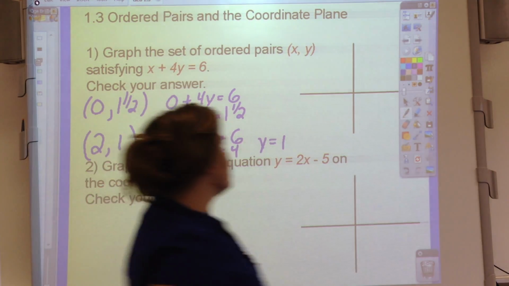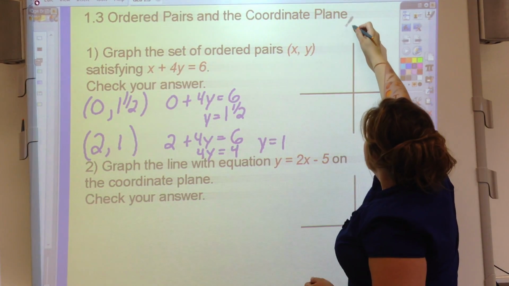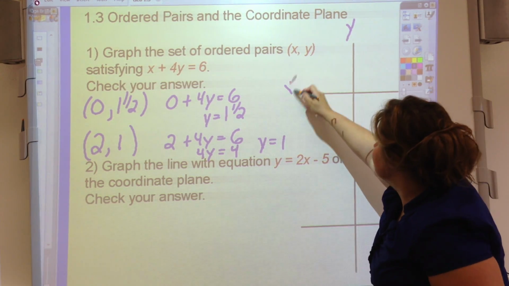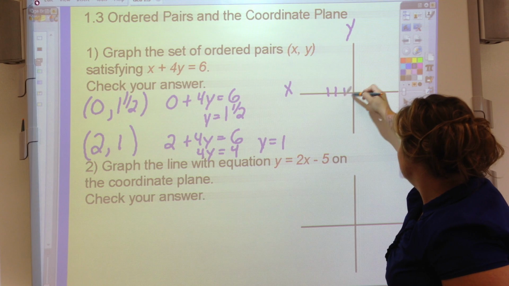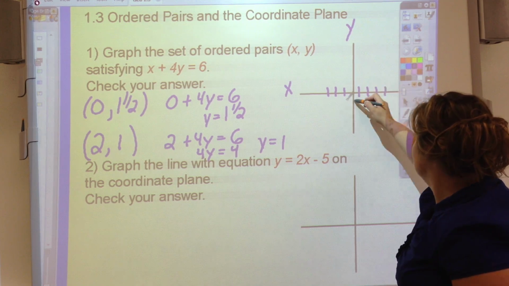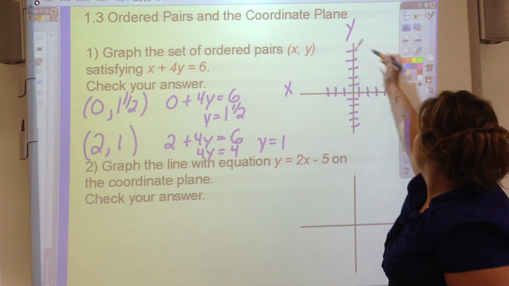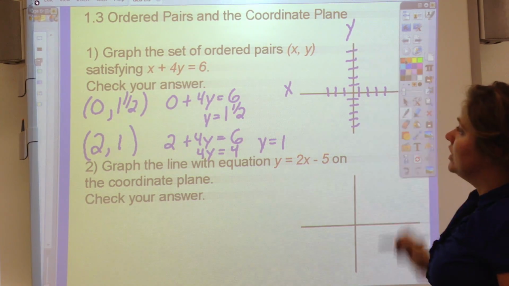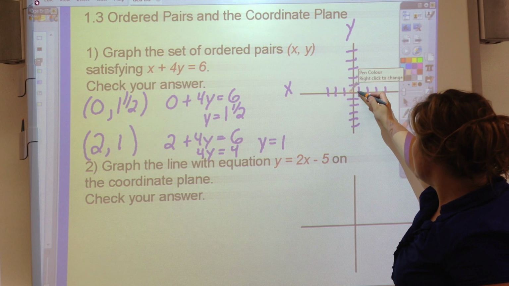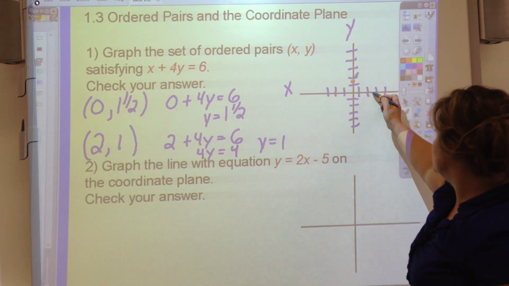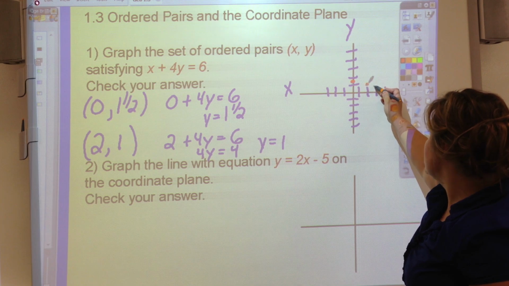Let's go ahead and graph those points on this coordinate plane. Remember that your vertical axis is y and your horizontal axis is x. And let's go ahead and plug in these points. When x is 0, y is 1 and 1/2. And when x was 2, y was 1.